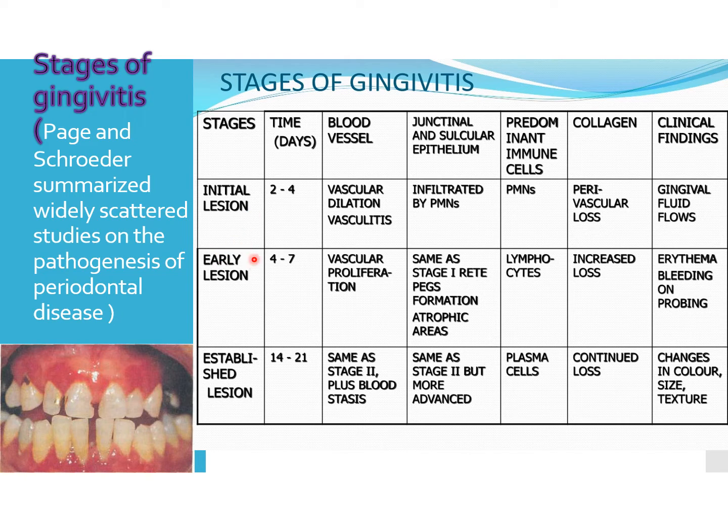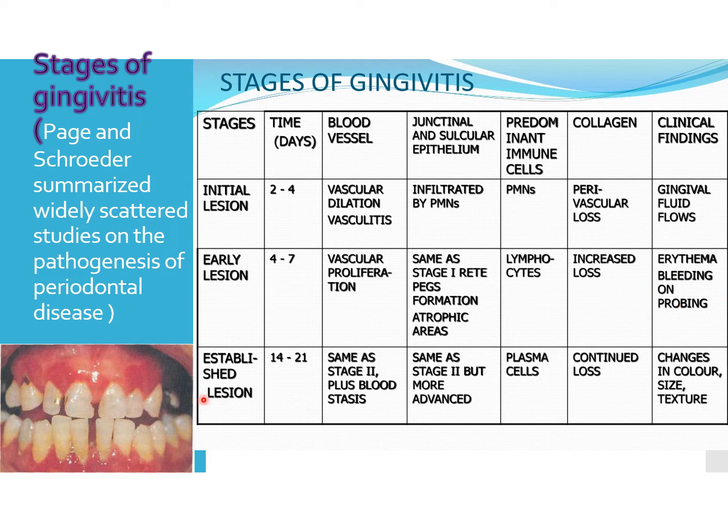Then coming to the early lesion, which occurs within the time period of 4 to 7 days. Coming to the vascularity, there will be vascular proliferation. The junctional and sulcular epithelium will be infiltrated by PMNs, with rete ridge formation, and atrophic areas will be more in case of early lesion. The predominant immune cells are lymphocytes, and there will be increased loss of collagen. The clinical findings will be erythema, that is the redness of gingiva, and bleeding on probing can be seen.